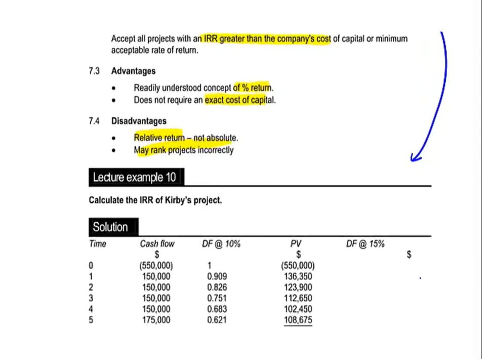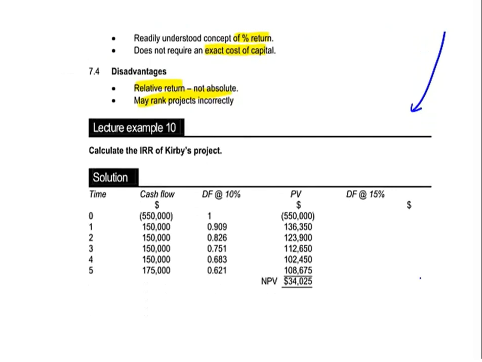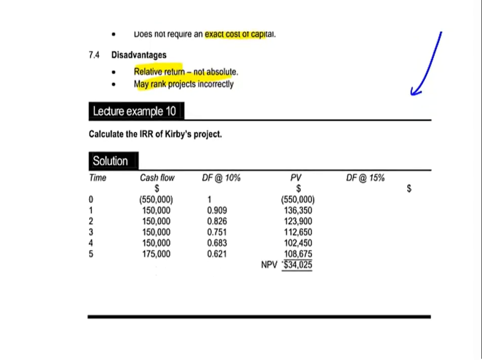So in lecture example 10, we want to work out the IRR of Kirby's project. And this first column here is what we did in example 9. We worked out the NPV at 10%. If the NPV is positive, the second discount rate that you choose must be higher. Because what we're effectively trying to do with the IRR is to find the point at which the cost of capital is going to give an NPV equal to 0.